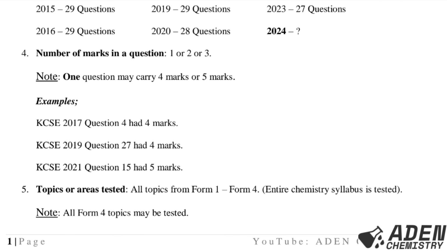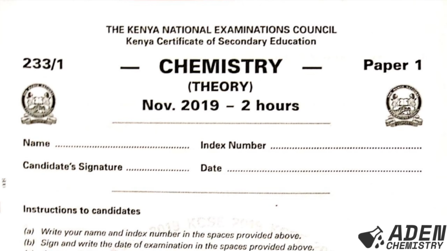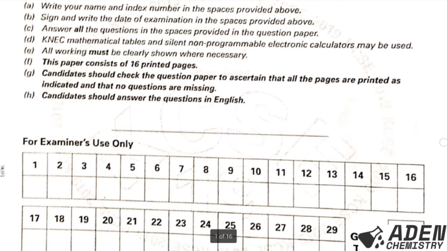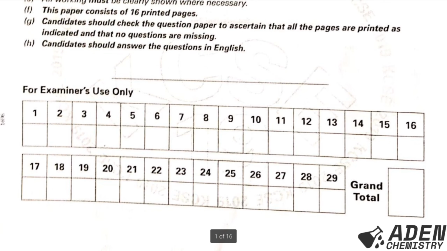Next again, we are saying KCSE 2019, question 27 had 4 marks. So let's go and see KCSE 2019, that question 27. So this is KCSE 2019, chemistry theory paper 1. So let us see the questions. First of all, the number of questions here were 29, the way you see.